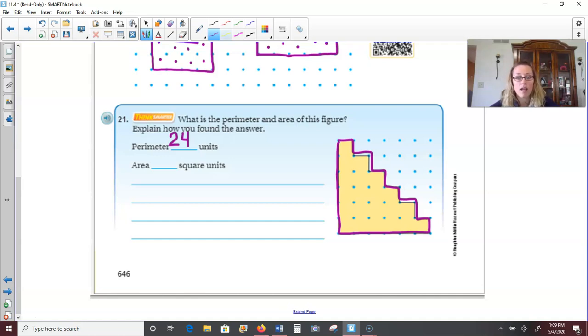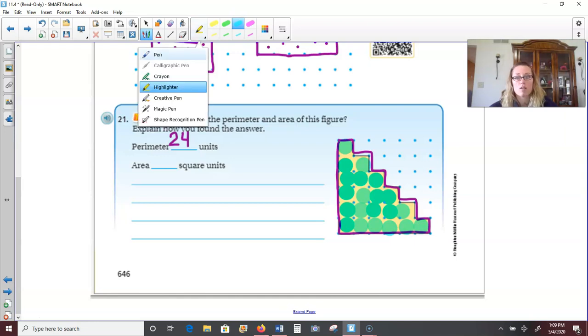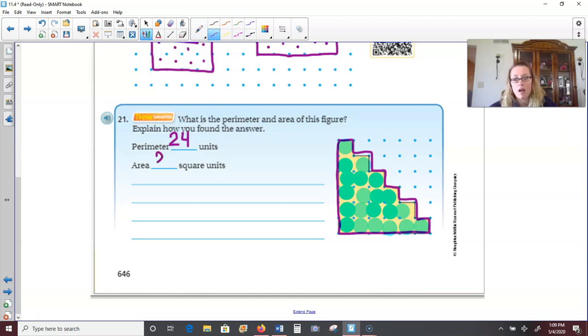And now for the area, we need to count the space inside and see what we get. So I'm going to use my highlighter tool for this. And let's count the area. 1, 2, 3, 4, 5, 6, 7, 8, 9, 10, 11, 12, 13, 14, 15, 16, 17, 18, 19, 20, 21. So I came up with an area of 21 square units.